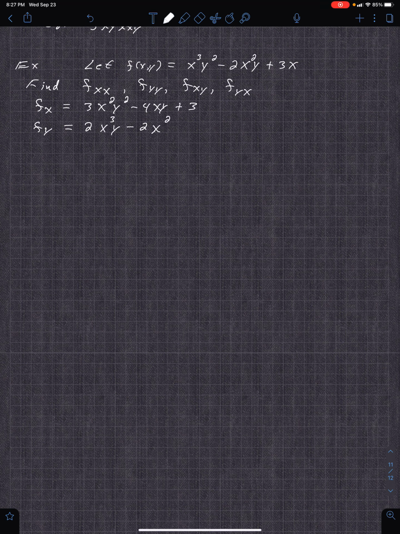Okay, so now let's do partial fxx. So you do the first one again with respect to x. So now you get 6xy squared minus 4y, and then plus 0. And then partial fyy, that'll be just the 2x cubed because the y is just that 1, and then plus 0, right? So this is 0 because this is a constant. So a constant gives you just that 0.